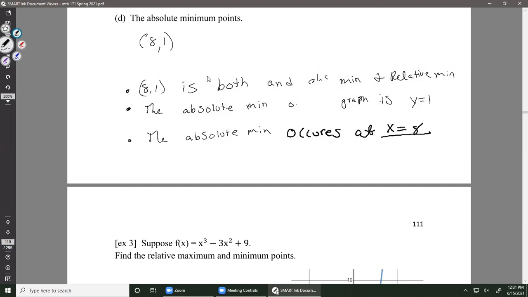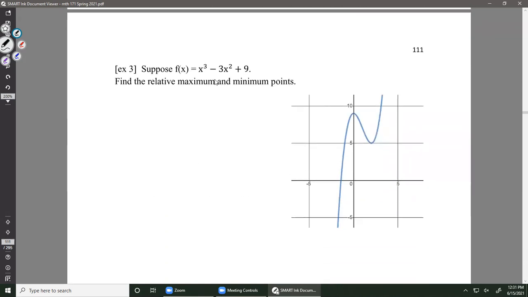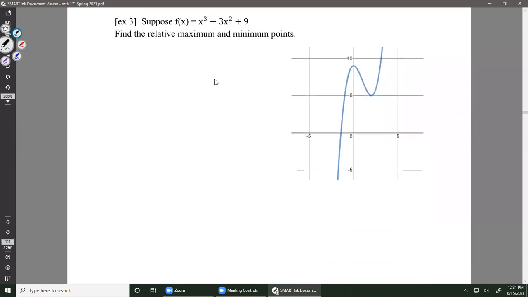Okay, any questions? Everyone have this all written down? Okay. So example 3.